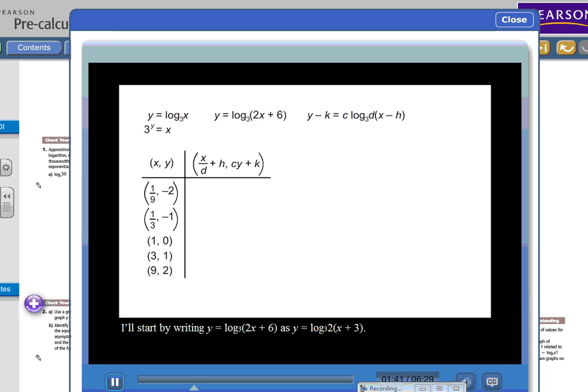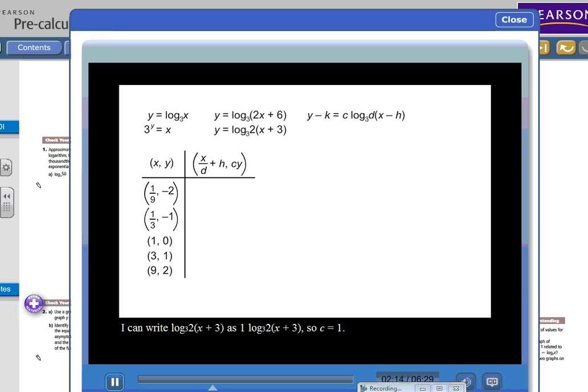I'll start by writing y equals log base 3 of 2x plus 6 as y equals log base 3 of 2 times (x plus 3). Now I can compare the equation to y minus k equals c log base 3 of d times (x minus h). I could rewrite the left side of the equation as y minus 0, so k is 0. This means that there is no vertical translation.